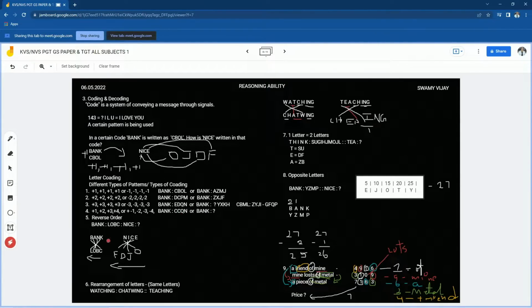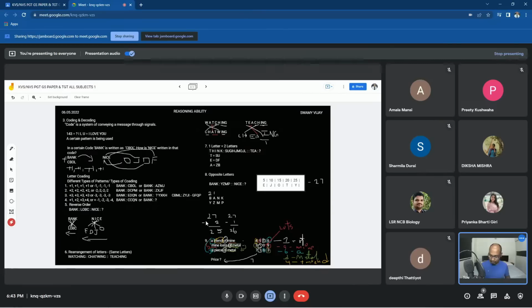Sir, it is +1, +2, +3, +4. Means after B, C, that is +1. After A, it is C because of +2. After N, it is Q because of +3. And after K, it is N because of +4. Right. Now all of you do this minus carefully. Don't give an answer randomly. Take a pen, use your book, write and tell me what the answer is if we go with the -1, -2, -3 and -4 pattern. So A, Z, M, J.